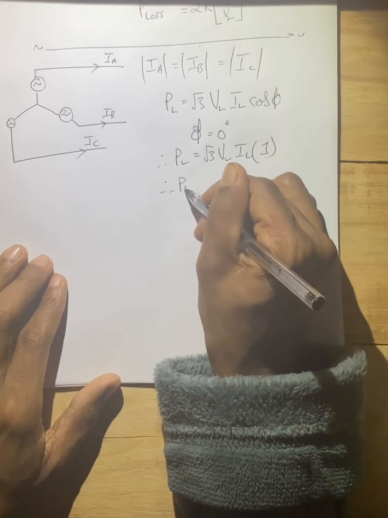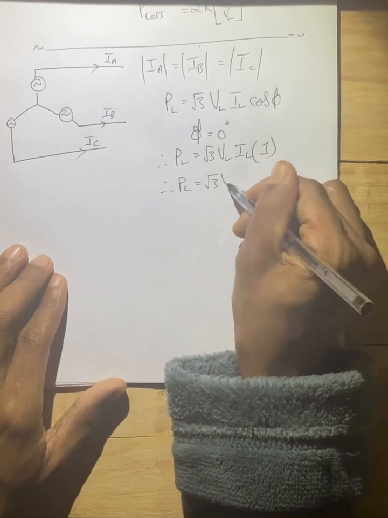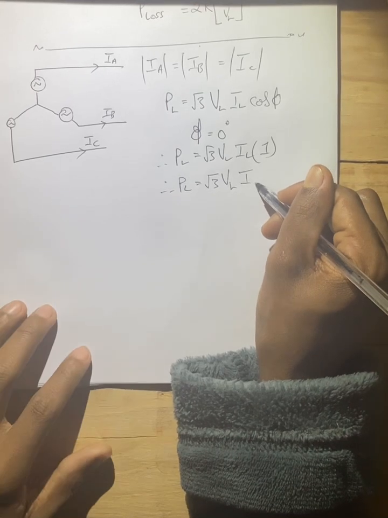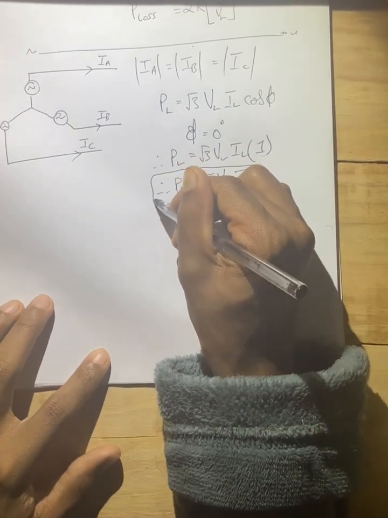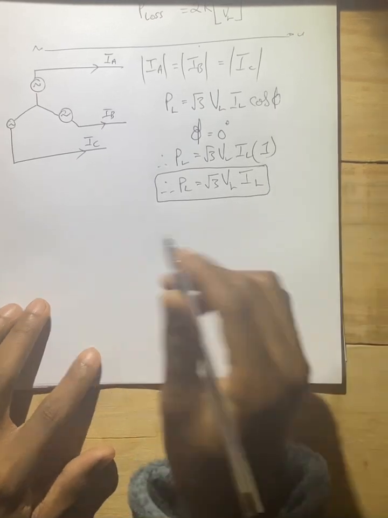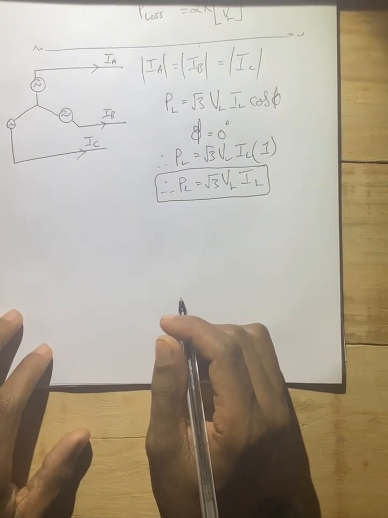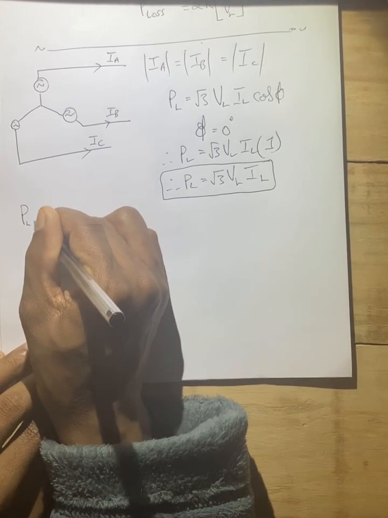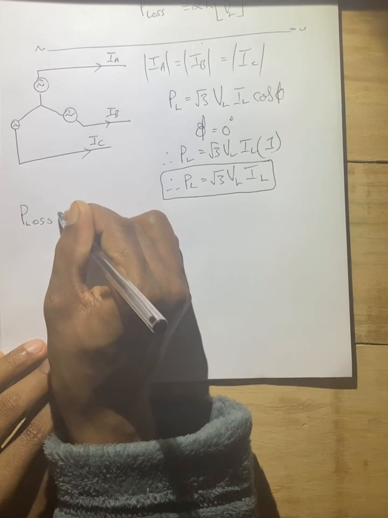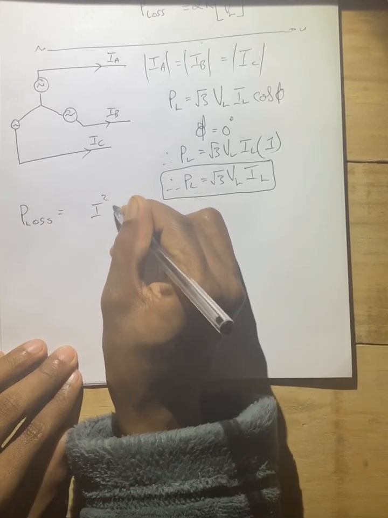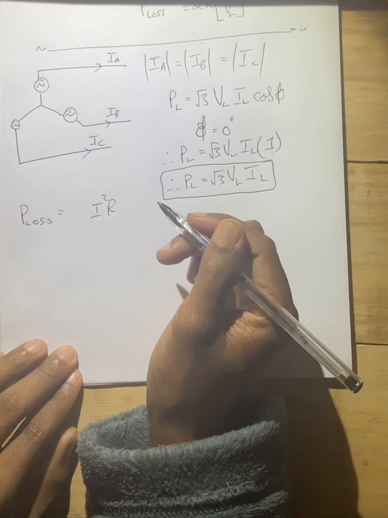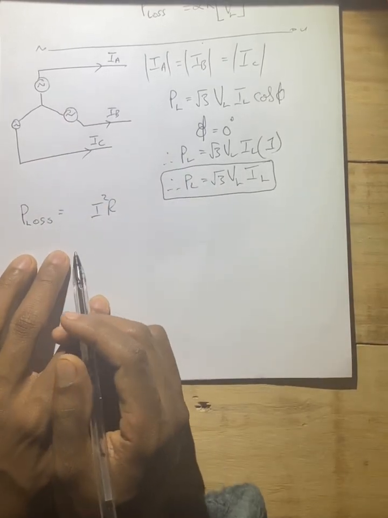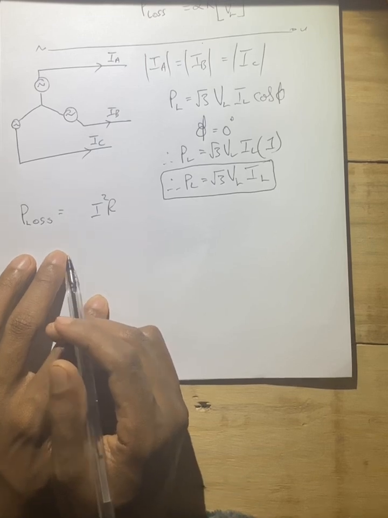So therefore PL is equal to square root of 3 times VL times IL. Now this is a claim we are making, okay? That's true with regards to three-phase circuits. Okay, now let's continue. We can say that P loss is equal to I squared times R. This is now the power loss due to wiring, not load, in this case wiring.